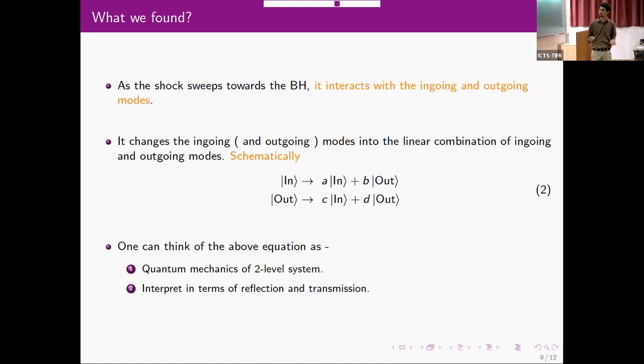And the other way to think of this process is in terms of reflection and transmission. Consider a Hawking mode which is already coming out of the black hole. When the shock hits that mode, it has a probability of changing into either ingoing or outgoing. If it changes into ingoing, it is like a reflection. The Hawking mode is getting reflected by the shock, and the other one is a transmission.